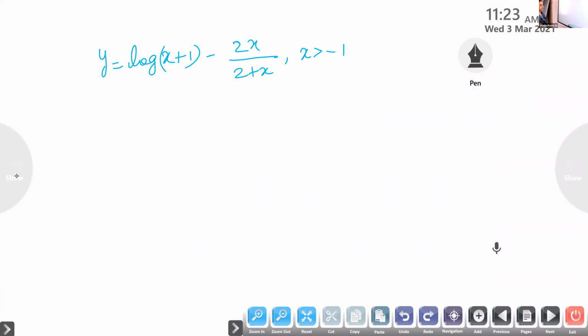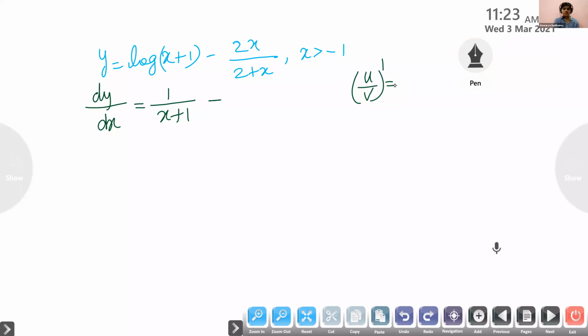Okay, y is log of x plus 1 minus 2x by 2 plus x. Now listen, children, this is a different question. I am going to find y dash or dy by dx. What is the derivative of log x? 1 by x. So 1 by x plus 1 minus the derivative of 2x by 2 plus x. We have to use the quotient rule. u by v the whole dash is equal to, what is the quotient rule? u dash v minus u v dash by v square.